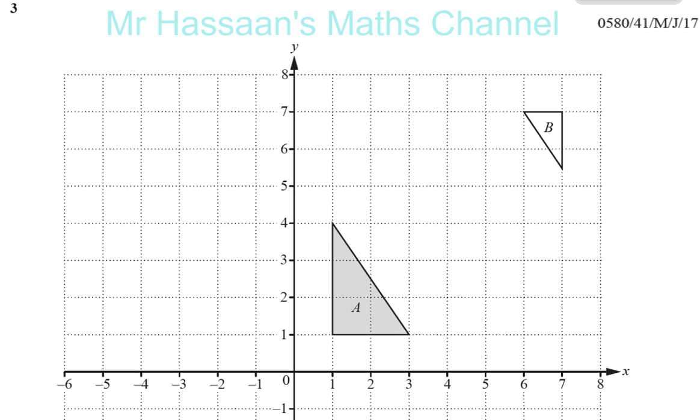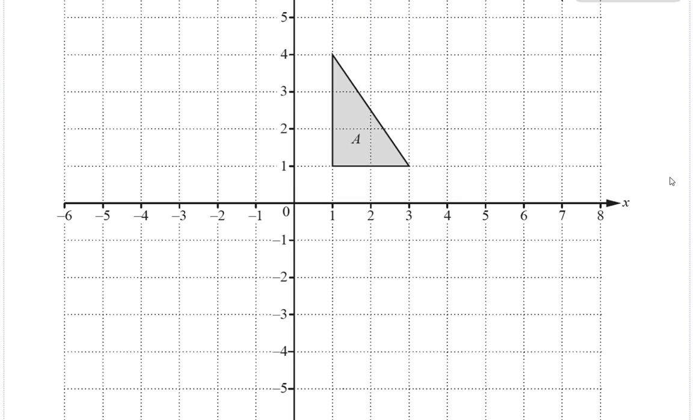Back. This is question number 3 from May-June 2017, paper 4, variant 1. Another question on transformations. There's a few parts, especially at the end of this question, which are quite important. I will go through the whole question, however. Let's start with the beginning.